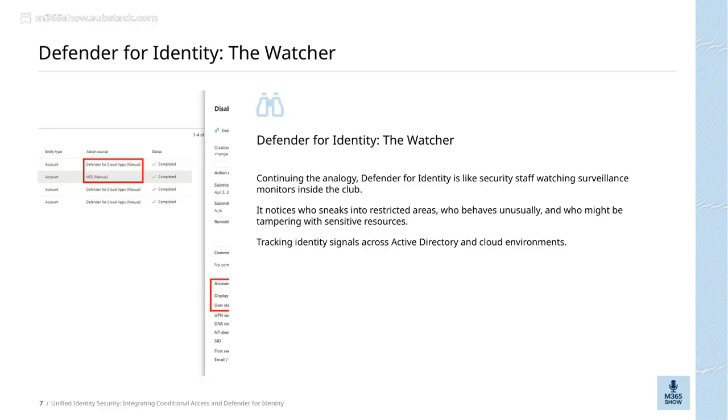Essentially, it tracks identity signals across both Active Directory and cloud environments, giving us a comprehensive view of what's happening. This way, we can quickly identify potential threats and respond before any damage occurs. It's like having an extra layer of vigilant security that's always alert and ready to spot unusual activity.